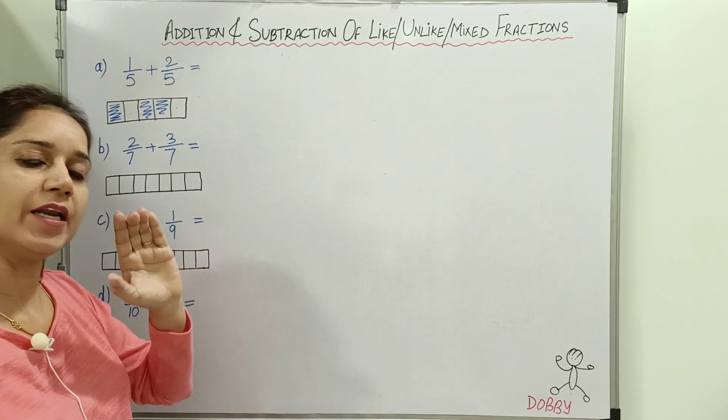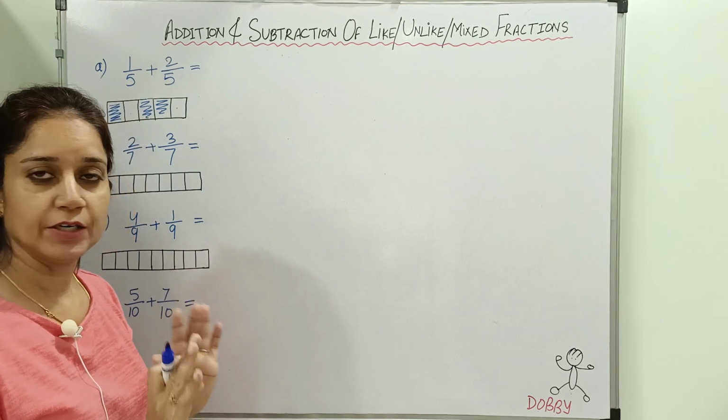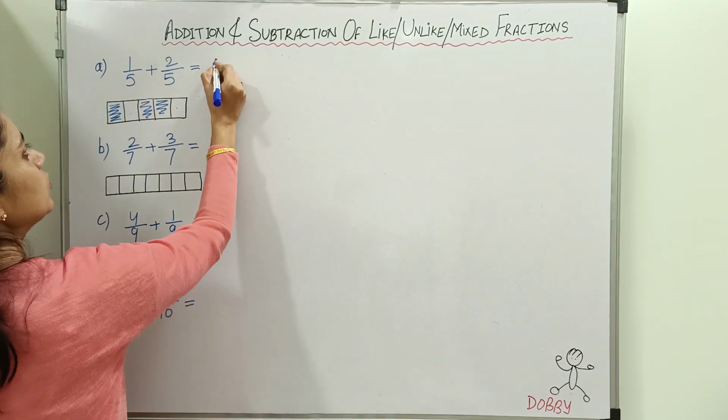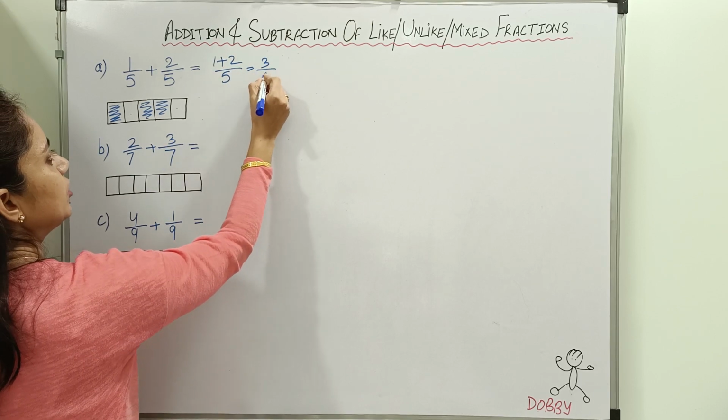That is why while adding like fractions we always add only numerators. Denominator is never added. So it becomes 1 plus 2 upon 5 gives us 3 upon 5.